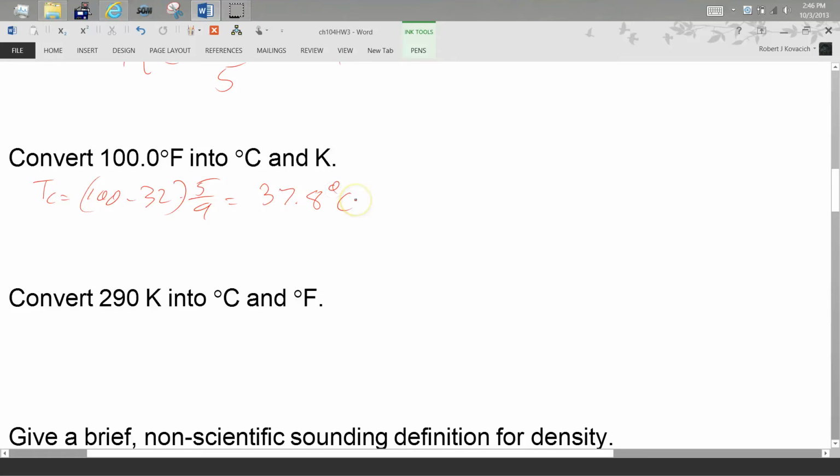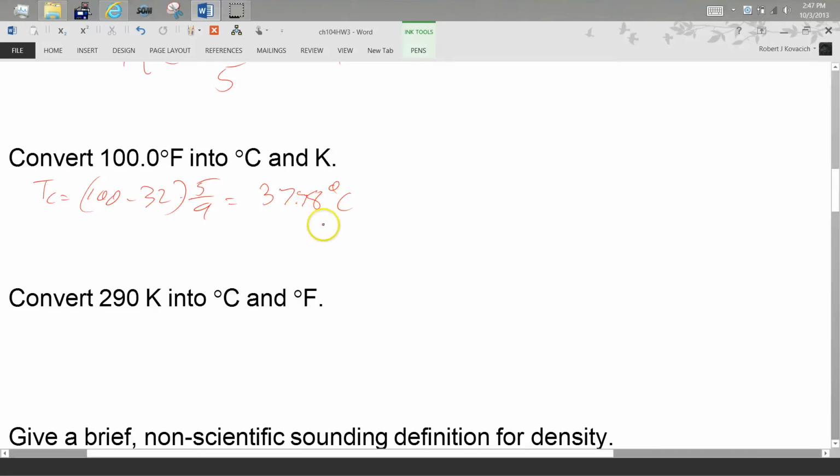37.8 degrees Celsius. Is that enough? 37.78? Why? There's 4 sig figs here. Do we see this as 4? Nobody would have written that 0 there unless what? Unless the thing they were measuring actually said 100.0. If it only said 100 and stopped right there, then they would have just written 100. So this is a 0 to the right of the decimal place, so you got to count that.